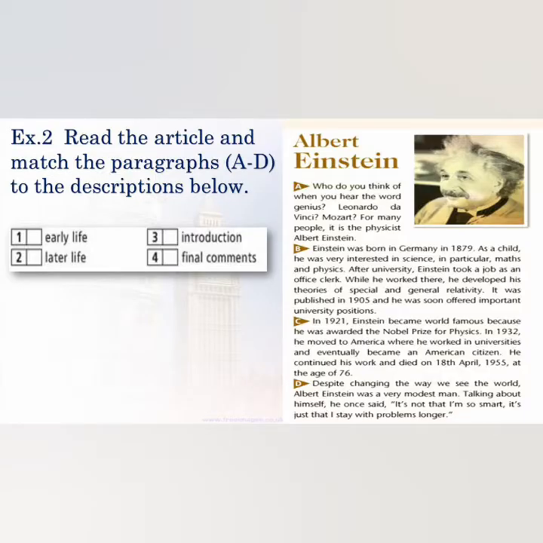Now please, exercise number 2. Read the article about Albert Einstein and match the paragraphs A to D to the descriptions below. 1. Early life. 2. Later life. 3. Introduction. 4. Final comments. Okay, please, first read the article.